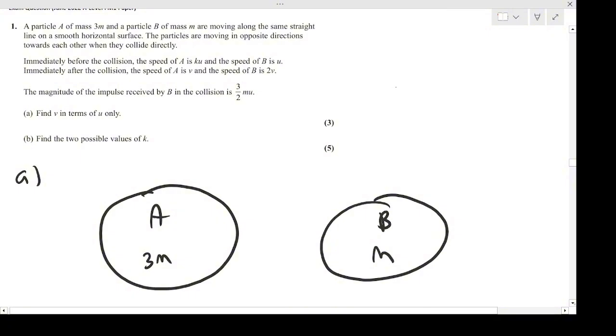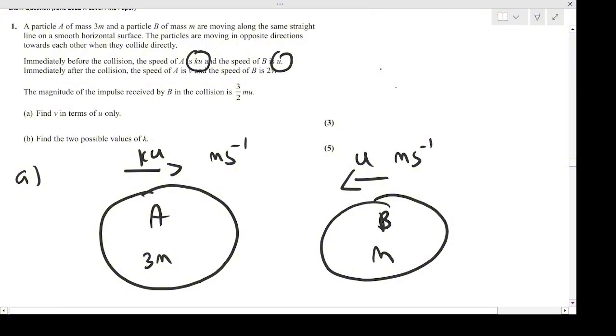Okay. Then I'm also told they're moving in opposite directions towards each other, right? So A is going to go to P, and then B in the opposite way is going to go towards A, like that. As for the speeds, before, A has speed ku and B has speed u. Okay, so hopefully with me so far.